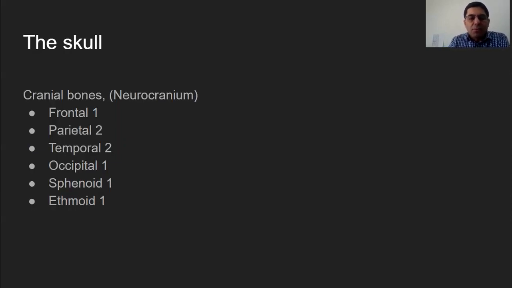So the cranial bones are these bones, which are combined of one frontal bone, two parietal bones, two temporal bones, one occipital, one sphenoid, and one ethmoid. And these are all part of the neurocranium.